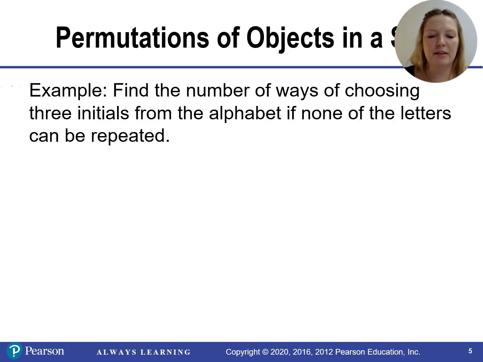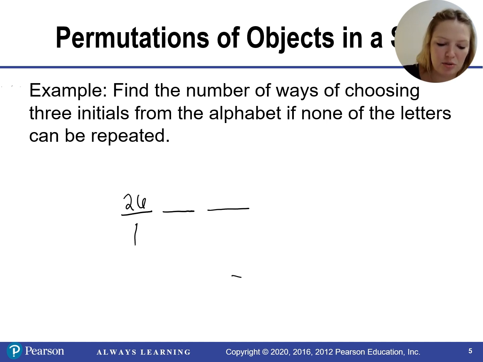If we want to find the number of ways of choosing 3 initials from the alphabet if none of the letters can be repeated, the way I like to think about examples like this is to say, okay, I'm going to choose 3 letters from the alphabet, and I'm going to say that the order matters. So if I choose A, then B, then C, that's different than B, then C, then A. The English alphabet has 26 letters. So there are 26 different ways to choose the first letter.